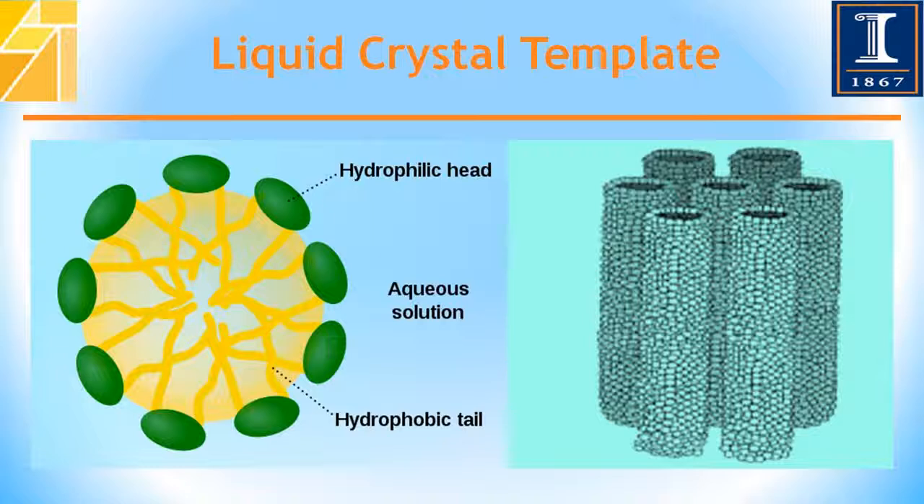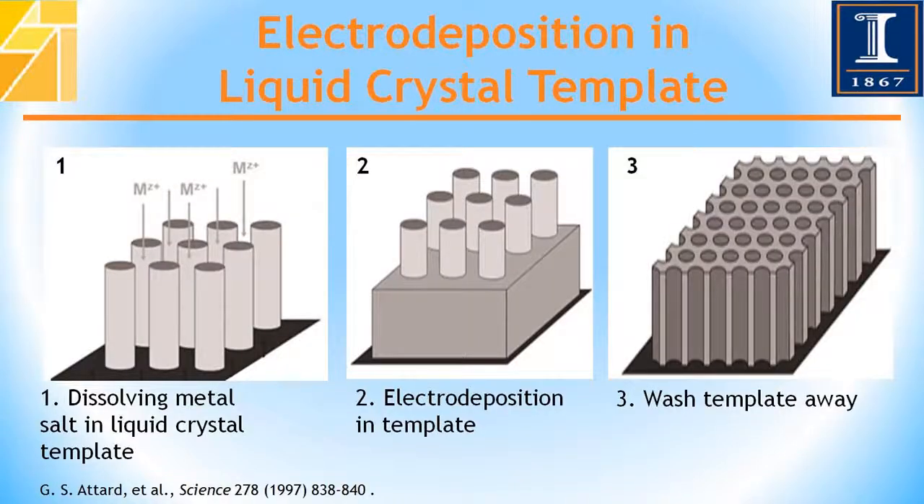The liquid crystal is a mixture of surfactant and water. They can form a special structure. We use the special structure as the template. We first dissolve the metal salt into the template. After removing the surfactant template, we get a nanoporous metal layer.